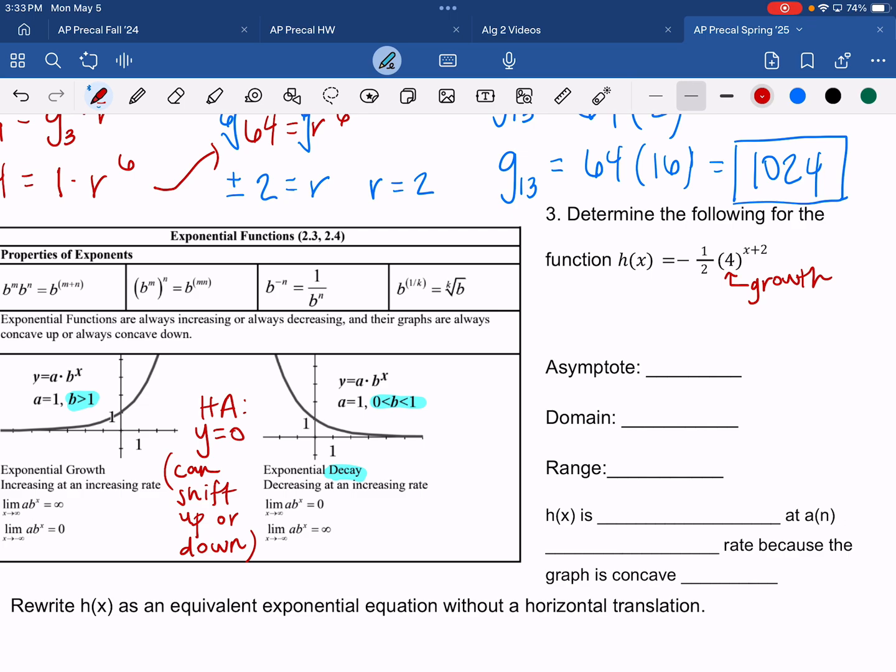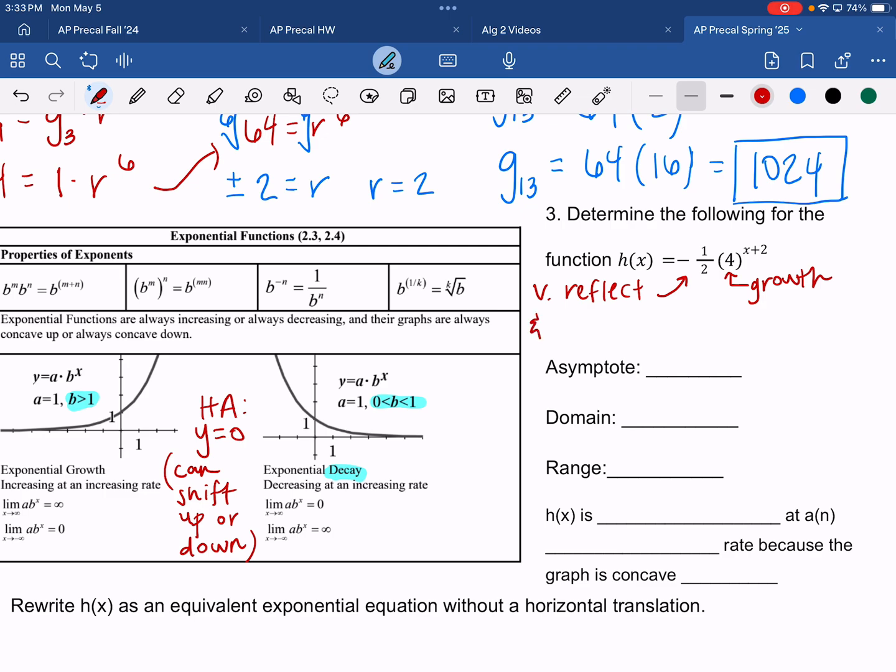Okay, I am going to suggest that we sketch it, just a tiny sketch, so that we can make sure we don't mess up on the domain, range, asymptote, or the little statement with all the blanks there. So think about these transformations. We have a negative, so a vertical reflection, and we have a 1/2.